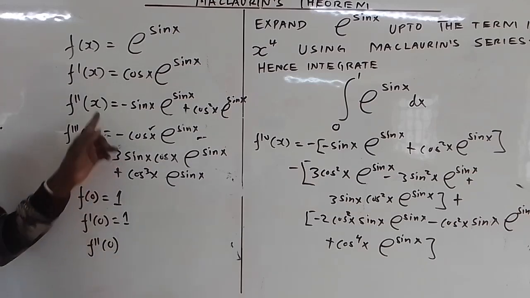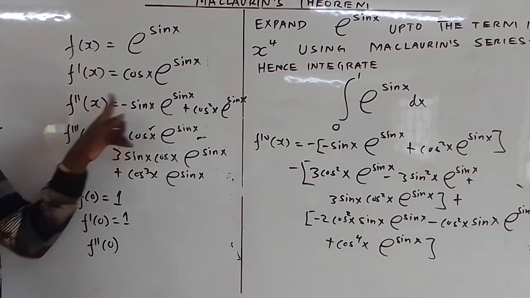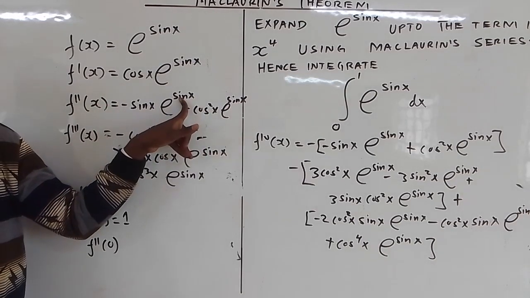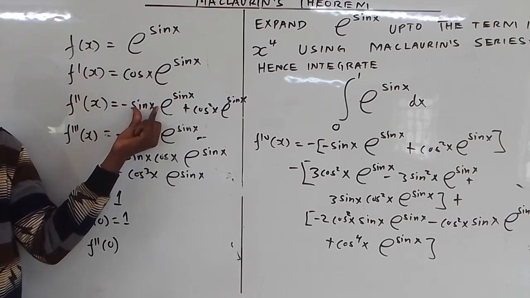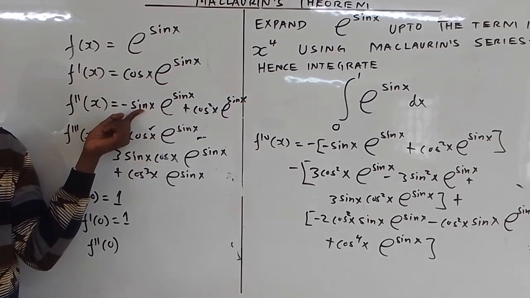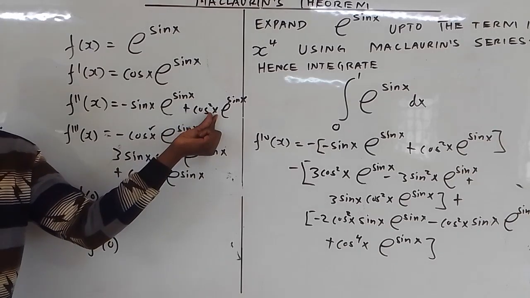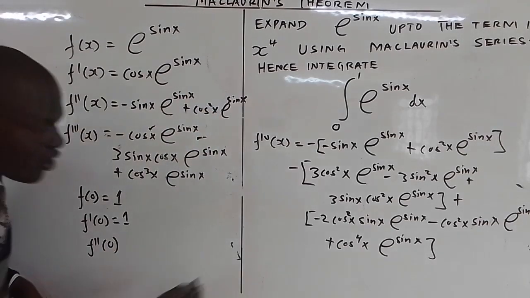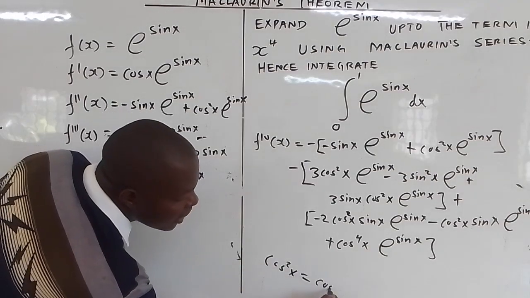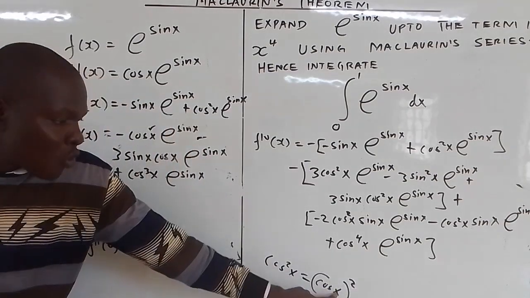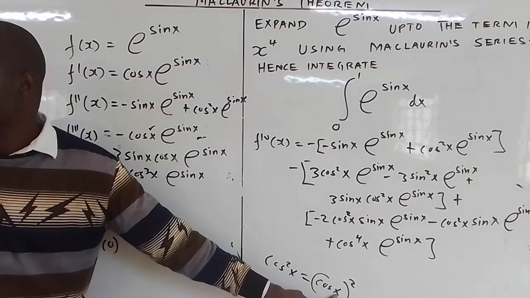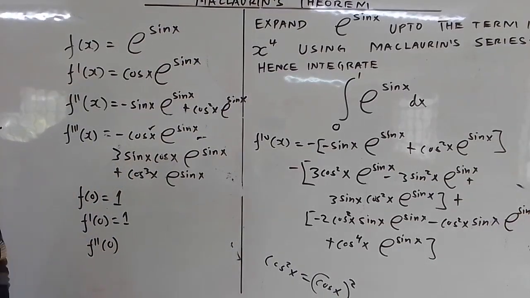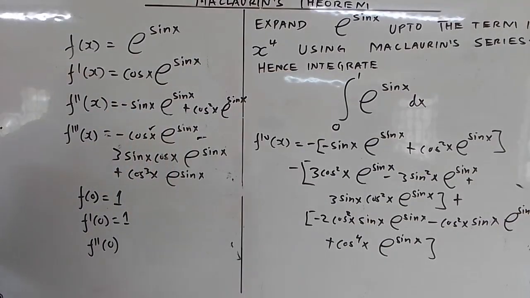F double prime of 0, look here. When you put 0 here, you know exponential sine 0 is 1, isn't it? Sine 0 is 0, so this time the whole of it is 0. Then here, cos 0 is 1. When it is cos squared, it means it is 1 squared. When it is written cos squared x, that means it is cos x which has been squared, but cos 0, because wherever you are putting 0, cos 0 is 1. So it is 1 squared, isn't it? Are we together? Good. So that is also 1. So look at the way this thing was very simple.